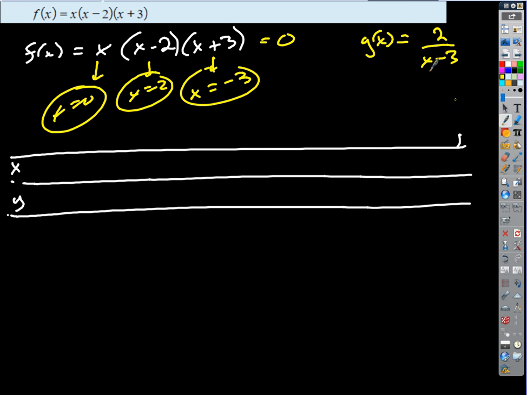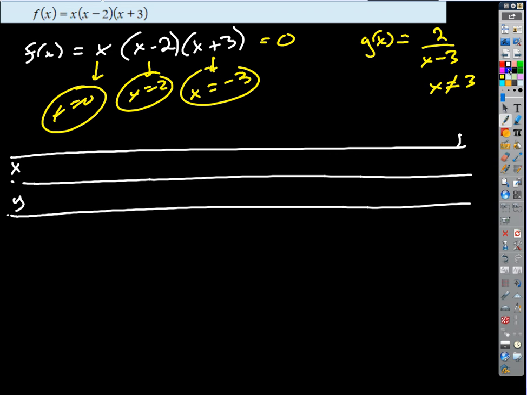If x were equal to 3, I'd get 2 over 0, and that's one of the things that's forbidden. We can't divide by 0. So the domain of that function would have to be that x can't equal 3. But everything else would be fine, okay? But for polynomials, we don't even have to worry about that. Polynomials, there's no x's on the bottom, there's no radicals, so everything is fair game, right?